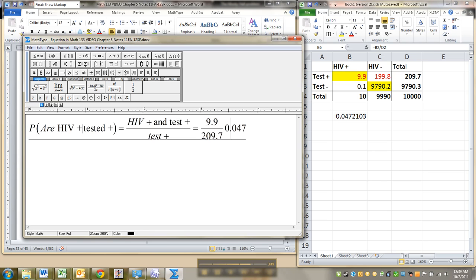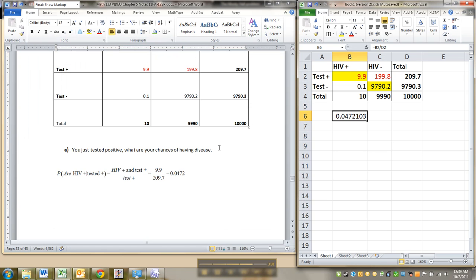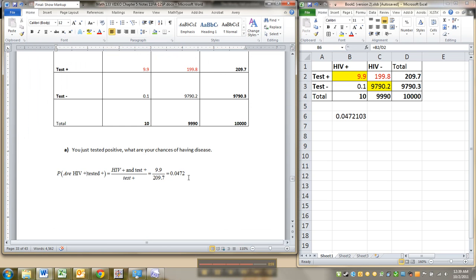Let's just see what that is. 0.0472. Did you catch that? You have a positive test result. The probability that you actually have the disease, given that you have a positive test result, is only 0.047.